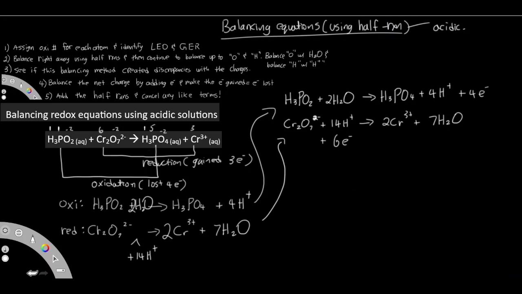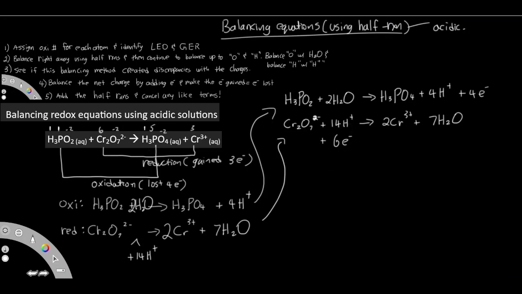Here's now the problem, okay? We have to make sure that these 4 electrons and these 6 electrons are the same. If they're not the same, then how do we do step number 5 here, to cancel any of the like terms? Even in step 4, we say that the amount of electrons gained must equal the amount of electrons lost. So this one here and this one here must be the same.